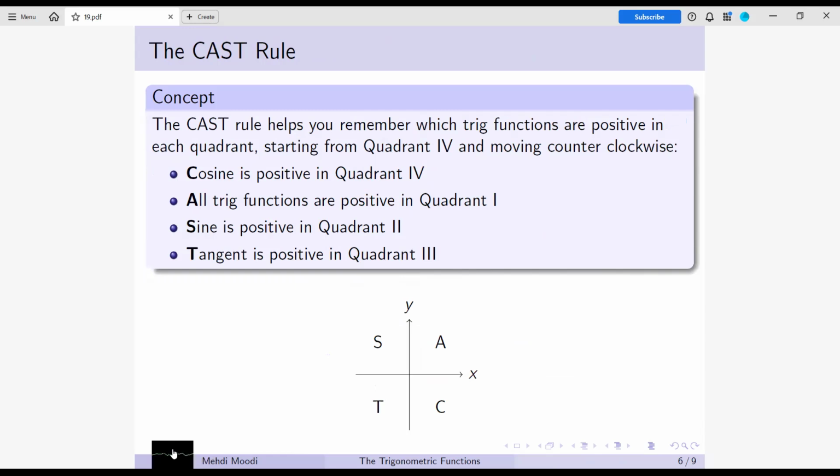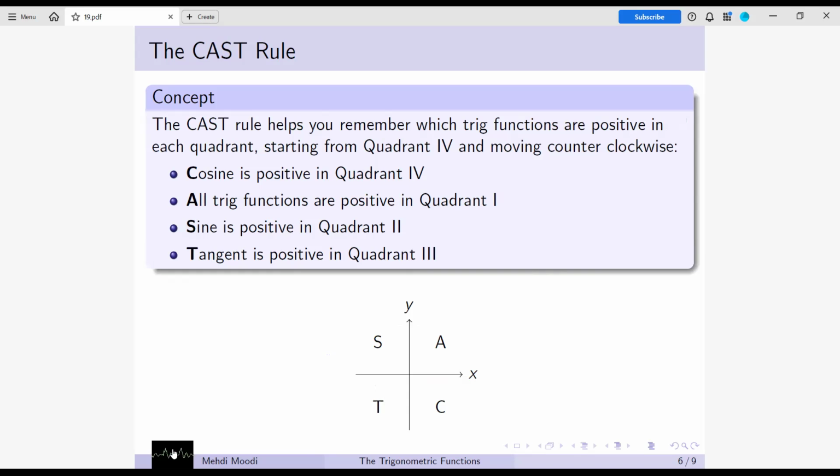Oh great, another mnemonic. CAST. Sounds simple, right? Just remember CAST to know which trig function is positive in each quadrant. Except they forgot to tell you one thing. Where to start. Do you begin in quadrant 1 like every other normal math idea? Nope. CAST wants you to start in quadrant 4. Because of course it does. Why not make things just slightly more annoying?